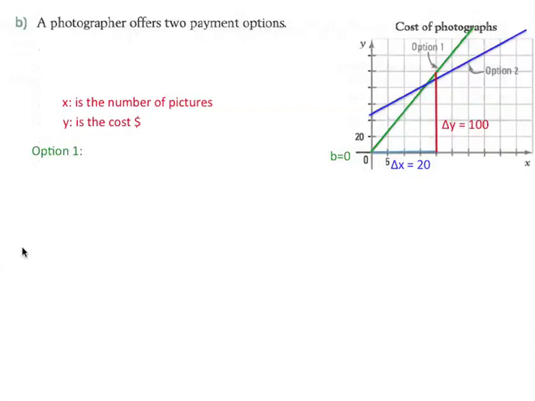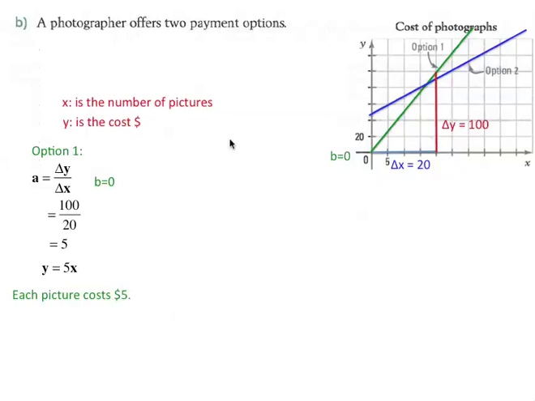All right? And so for option 1, your A is delta Y over delta X, which is 100 divided by 20, which is 5. Okay, and our B is 0. So we put all that together, Y is equal to 5X. This means you're paying $5 per photograph, no matter how many photographs you're buying. Okay, so each picture costs $5 for option 1.